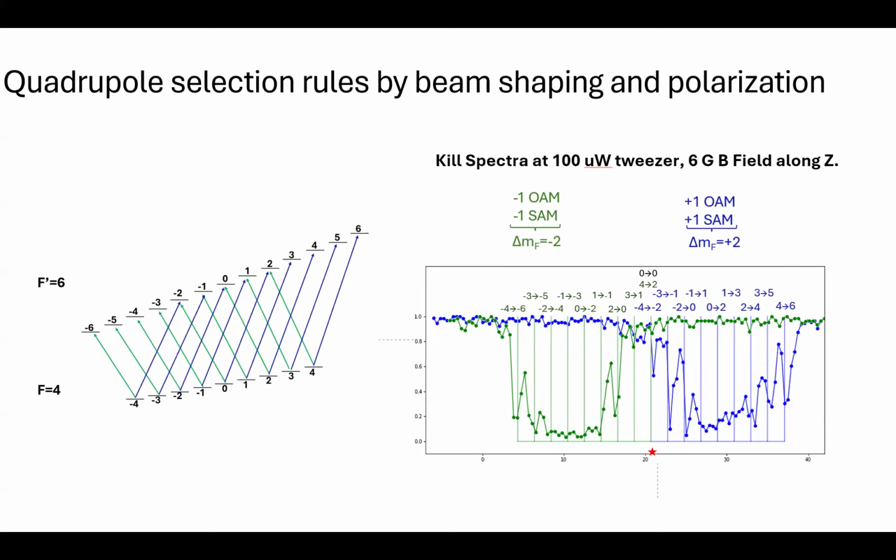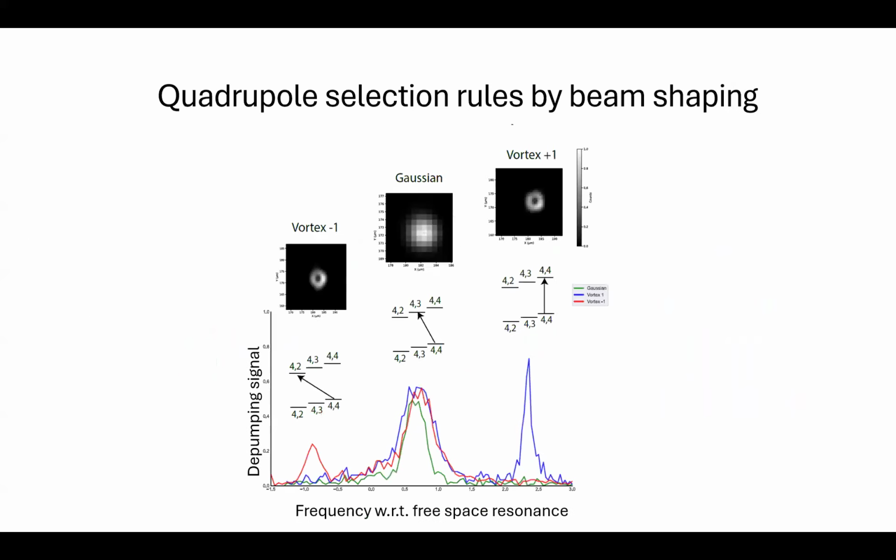Could you show the slides where you compare MF equals different angular momentum beams and driving different transitions? Can you go one more slide?